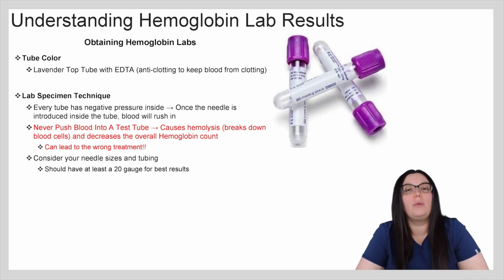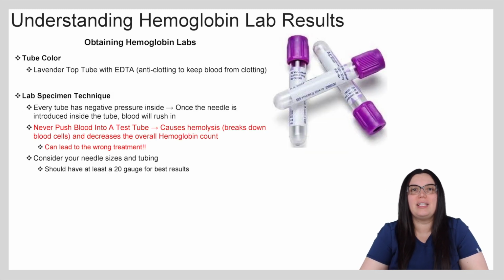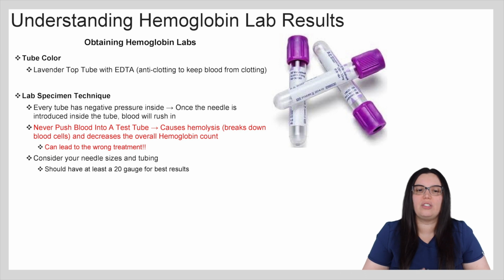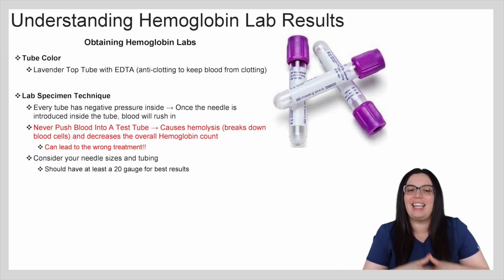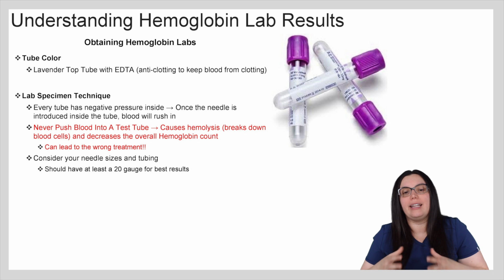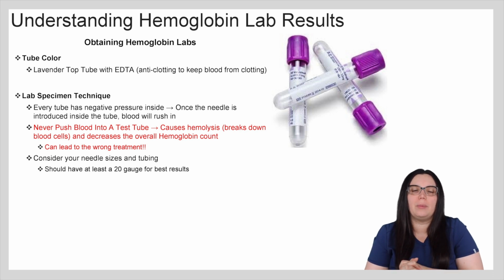This is really important when we're looking at what's going on oxygenation-wise with our patients. So when we're obtaining hemoglobin labs, the tube we specifically want to use is our lavender top with EDTA. It has that anti-clotting to keep the blood from clotting.